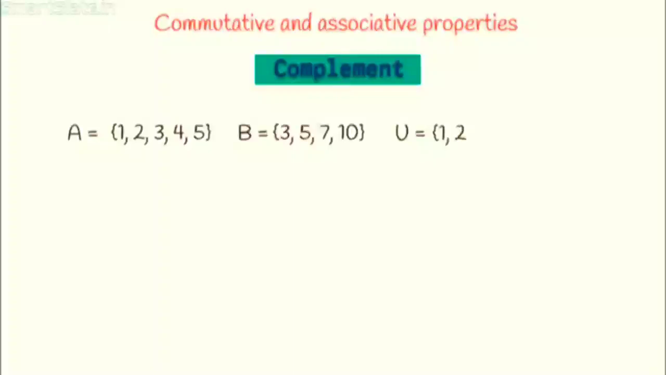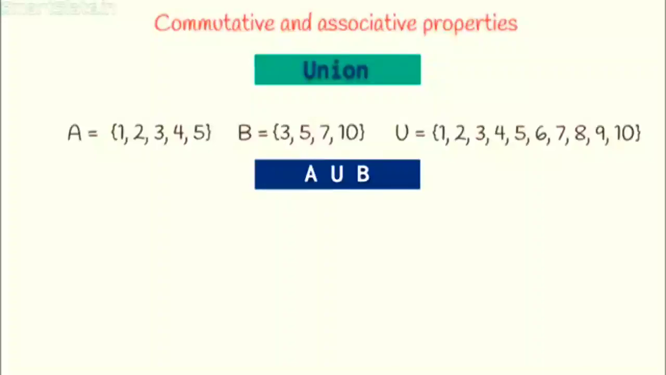Let's consider two sets. Let A = {1, 2, 3, 4, 5} and set B = {3, 5, 7, 10} and set U = {1, 2, 3, 4, 5, 6, 7, 8, 9, 10}. Then the first operation, A union B, is equal to {1, 2, 3, 4, 5, 7, 10}.